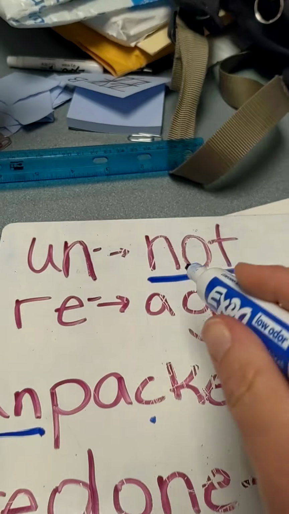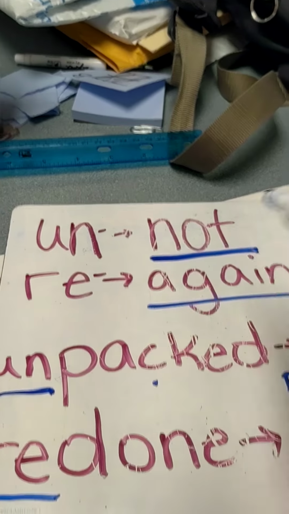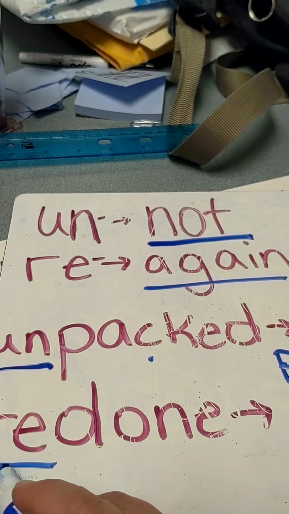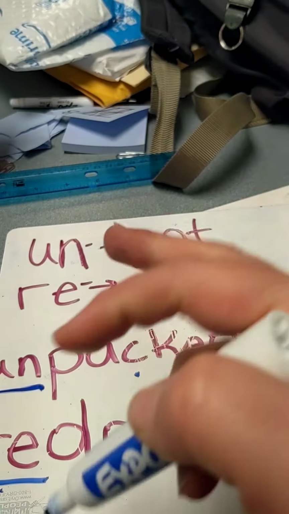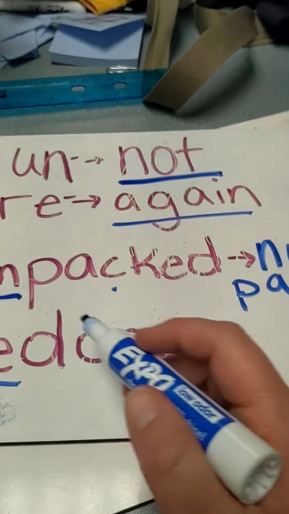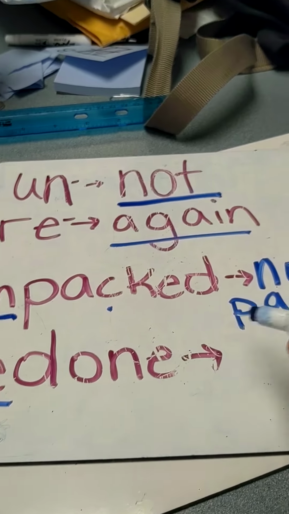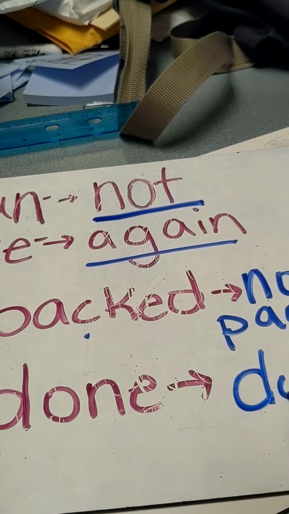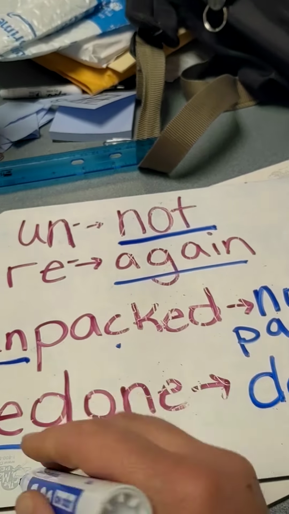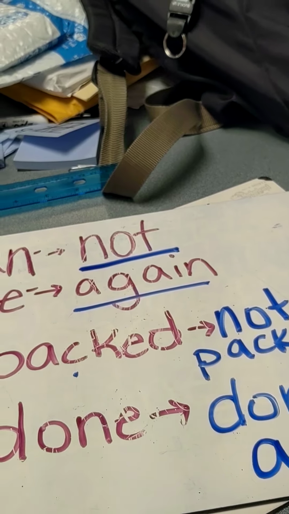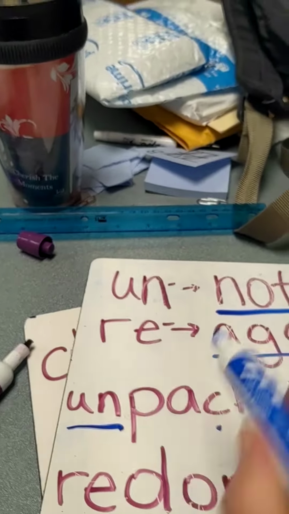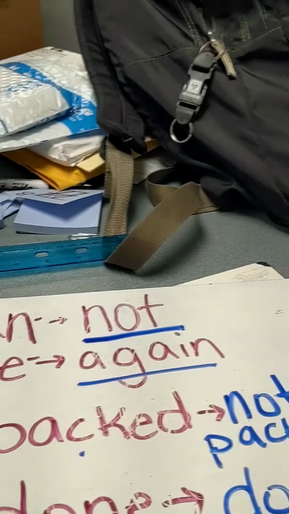For re, it's going to mean again. Now it would be weird if we said again done, and so we flip it. It's kind of weird, I know. But we say the root word, done, and re, again, done again. So the main thing is remembering that un is not and re is again. That's the main thing that we need to remember.